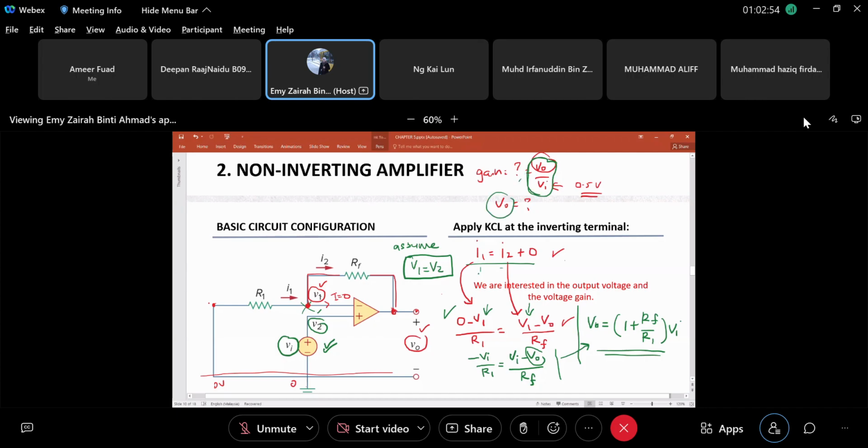Normally the resistance value will be given to you. Right? That's why you need to find the V input or V output. That's all. Throughout this chapter, that's all you need to know. Whatever circuit you are given, you need to know how to derive the KCL and how to expand it to get the value of the output voltage or the voltage gain.